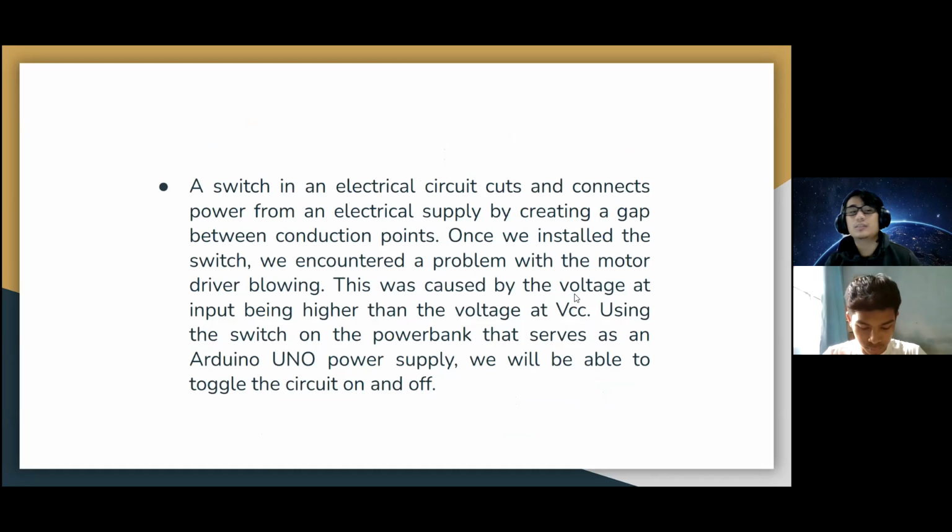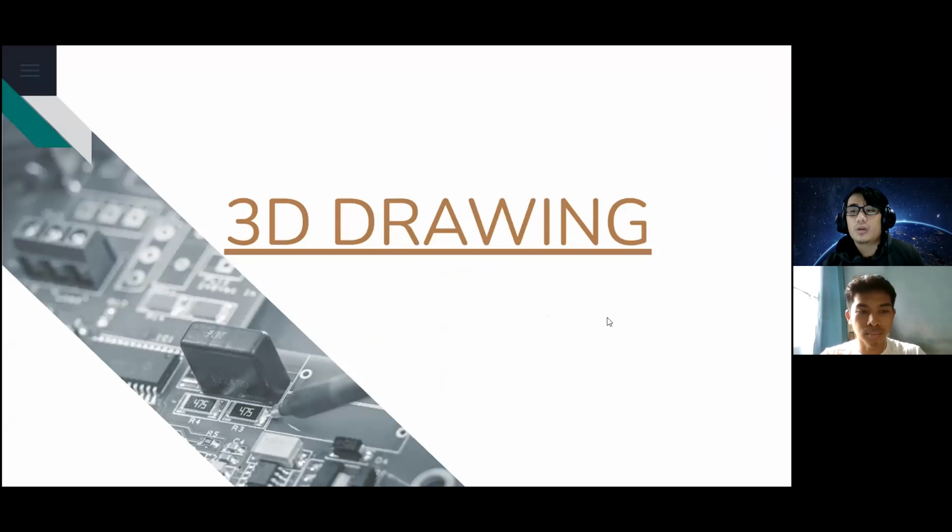For our last point, a switch in an electrical circuit cuts and connects power from an electrical supply by creating a gap between conduction points. Once we installed the switch, we encountered a problem with the motor driver blowing. This was caused by the voltage at the input being higher than the voltage at VCC. Using the switch on the power bank that serves as the Arduino Uno power supply, we are able to toggle the circuit on and off. Next, I will pass to Kaizuran.